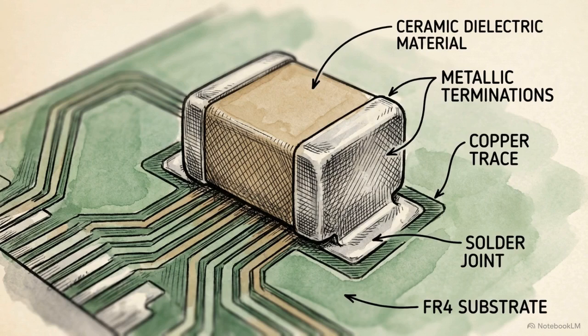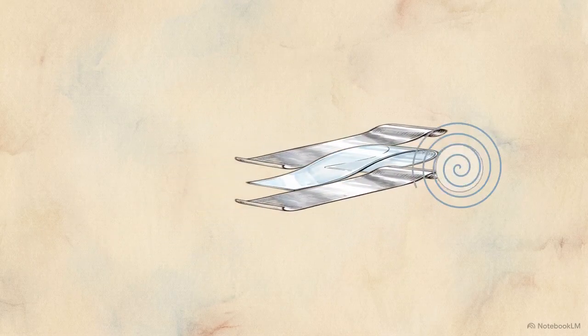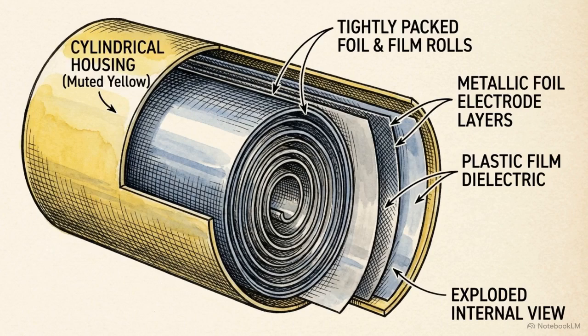Ceramic capacitors utilize materials with massive dielectric constants to achieve high capacitance within a small disc or surface-mounted chip format. Plastic film capacitors take a mechanical approach, rolling thin layers of plastic and metal foil into a tight spiral to pack a vast surface area into a cylindrical housing.